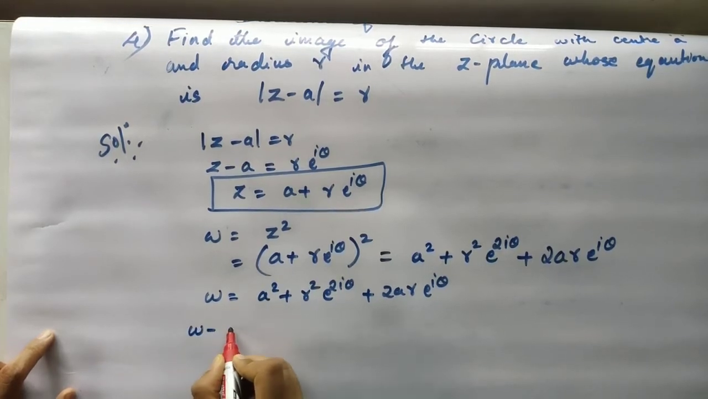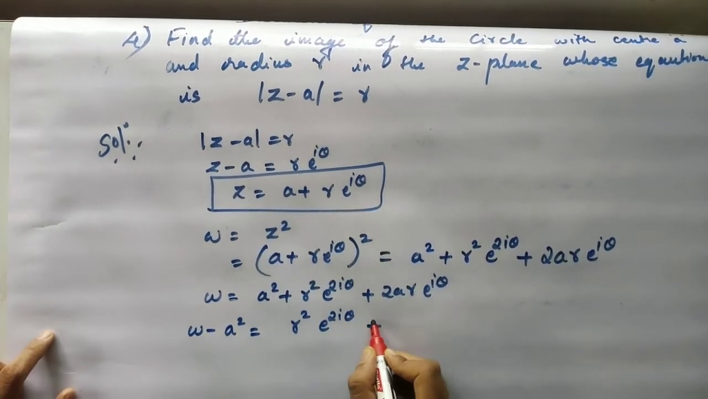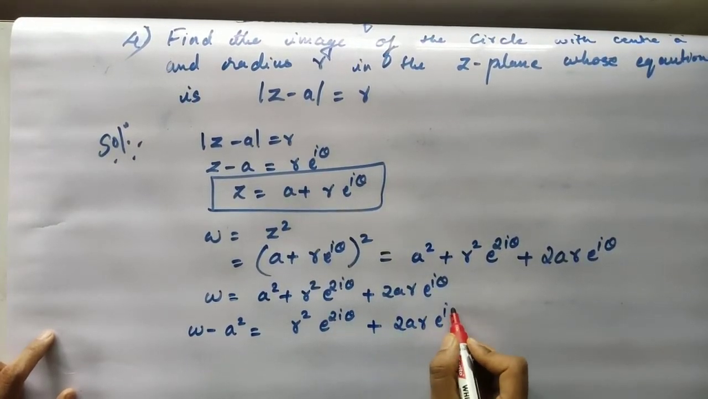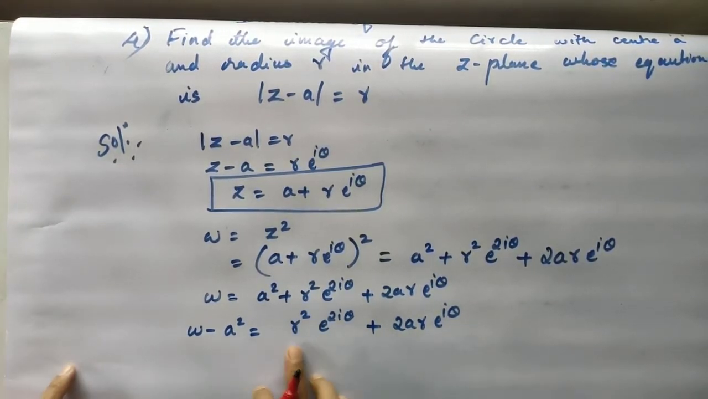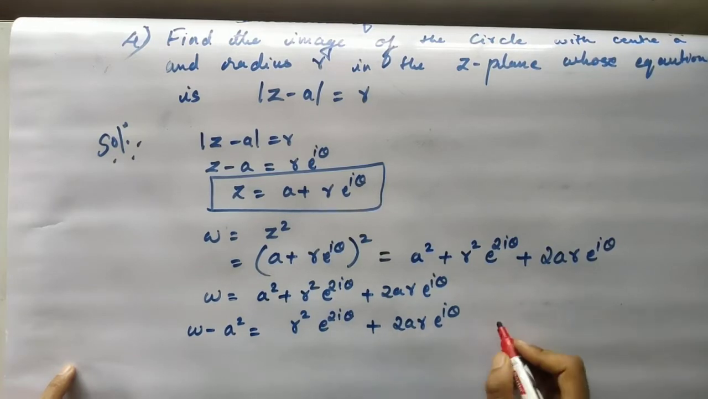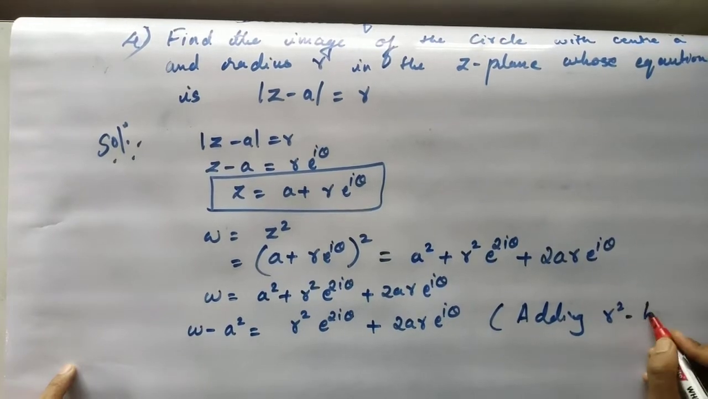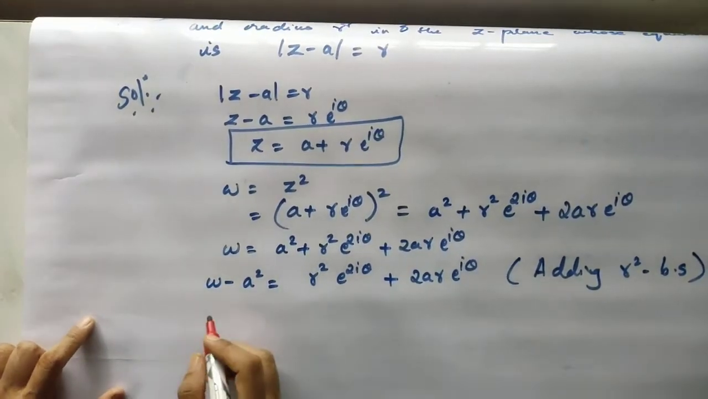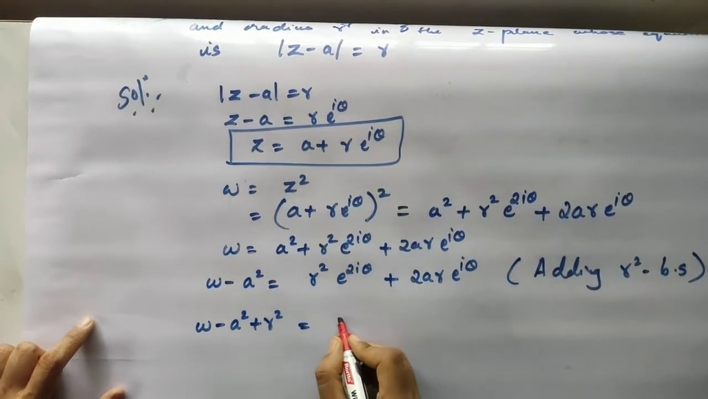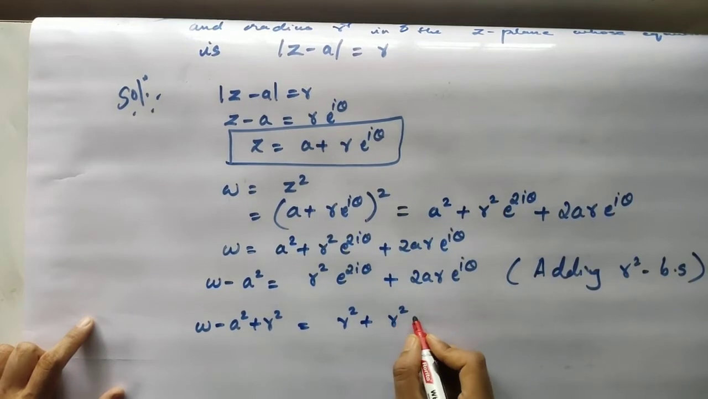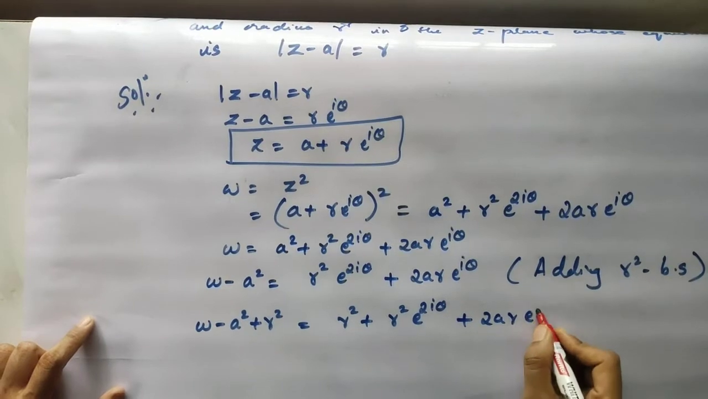So it will be w minus a square is equal to r square into e to power 2i theta plus 2ar e to power i theta. Now it looks very much like a plus b. What is missing here? r square is missing, I can say. So let us add r square on both the sides. So it will be w minus a square plus r square is equal to r square plus r square into e to the power 2i theta plus 2ar e to power i theta.